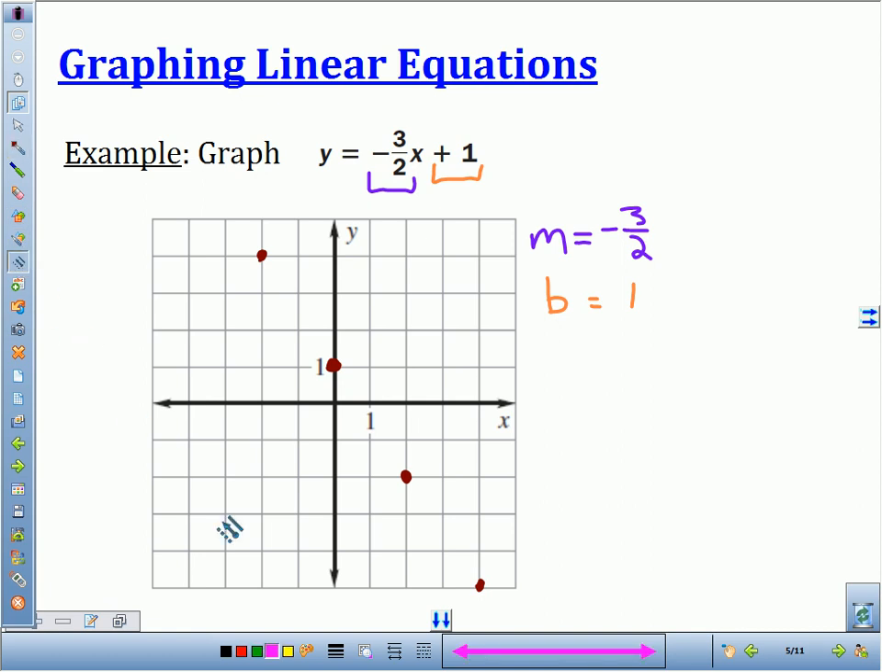Now I've got a few points. That's enough for me to graph. So that's what I'm going to do. I'm going to graph this line. And there we have it. There's the graph of negative 3 over 2x plus 1.